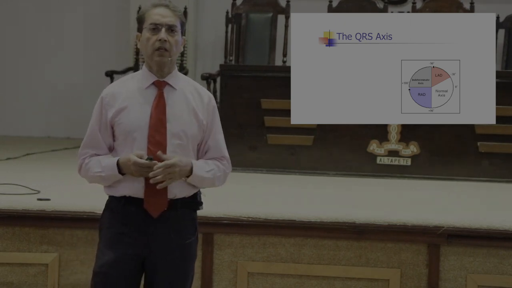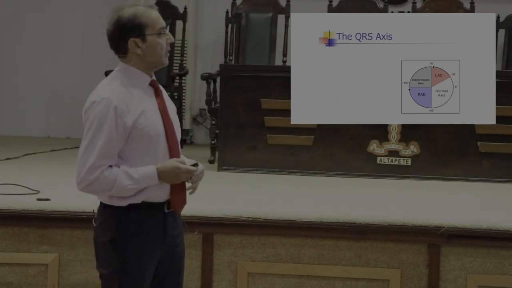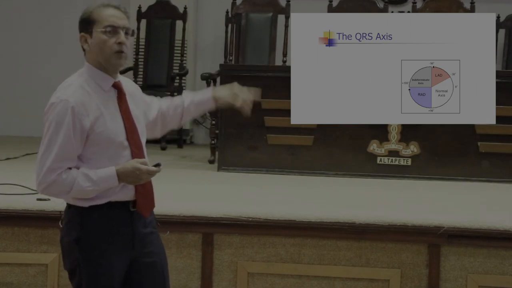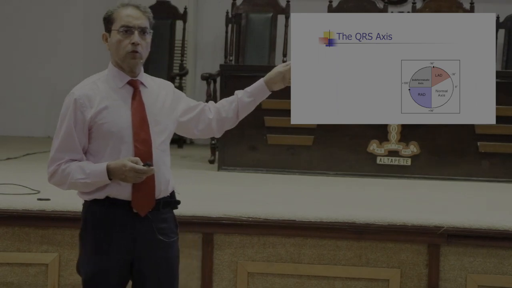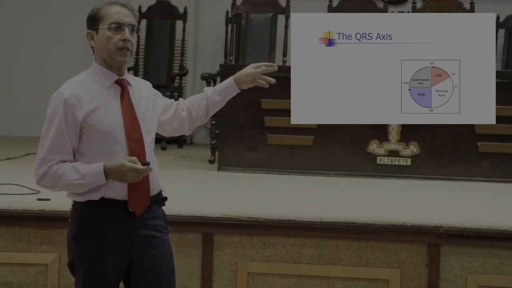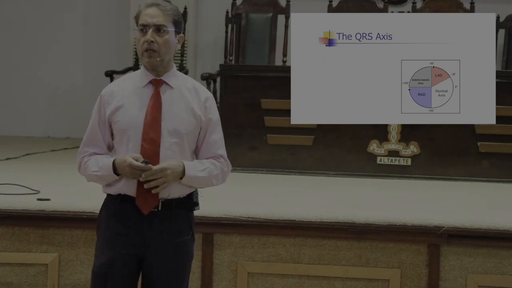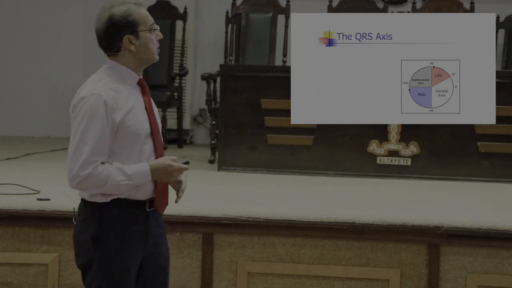almost along the axis of lead 2, but it can vary between minus 30 to 90 degrees. Some people say that it may go even to 120 degrees. So it's between minus 30 to 90 degrees. In between, any electrical axis is generally normal. And on average, it lies along 59 degrees.